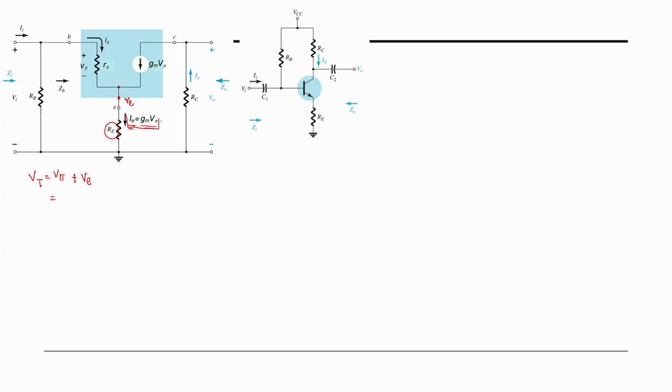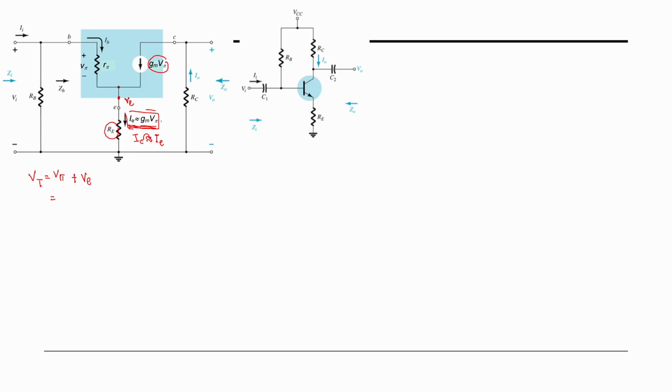Why can we use this? Because we know for a good amplifier, collector current IC is almost the same as IE in DC analysis. Usually IC will be equal or similar to the value of IE. The same goes for AC analysis. For a good amplifier, usually IE will be equal to gm V pi, which is this value.